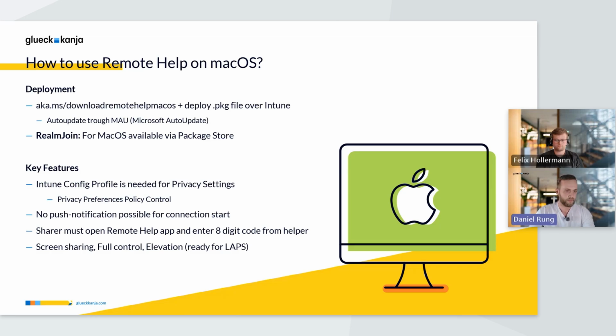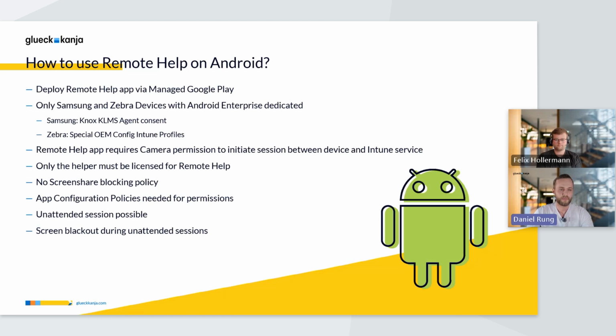And yeah, let's go to Android. On Android, it's a little bit different. You don't need to download the app somewhere. You just add it through the managed Google Play Store in Intune. It's not for any Android devices, it's only for Android Enterprise dedicated devices and only for Samsung and Zebra devices. For Samsung, you also need Knox, and for Zebra, you also need the special OEM config in an Intune profile.